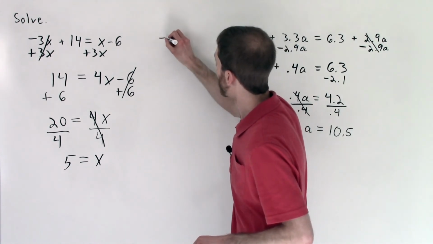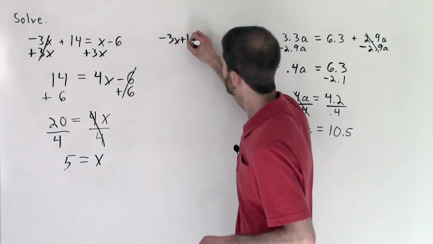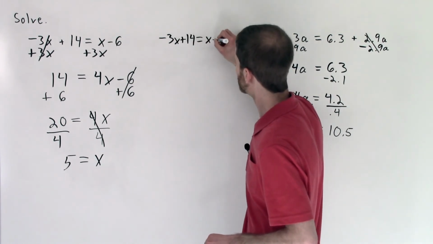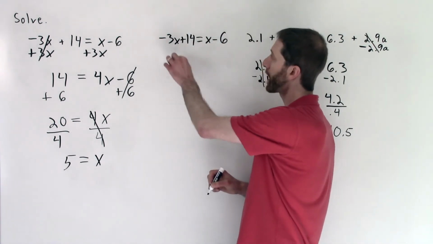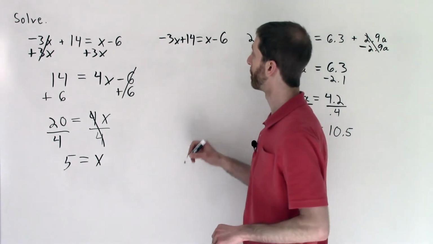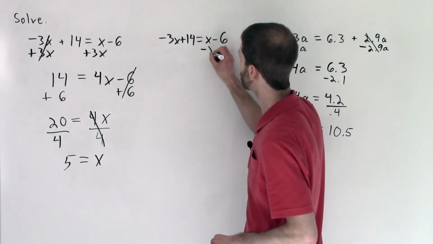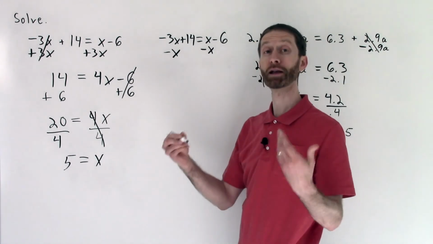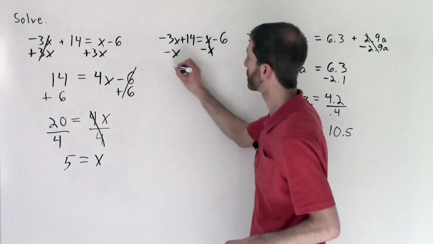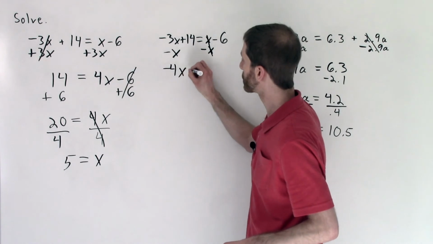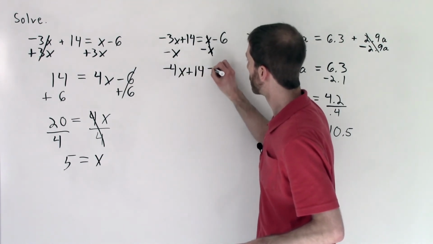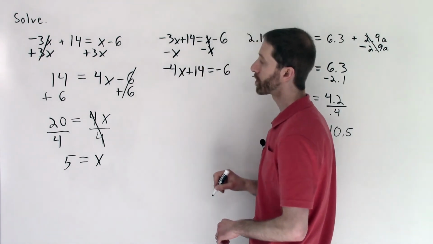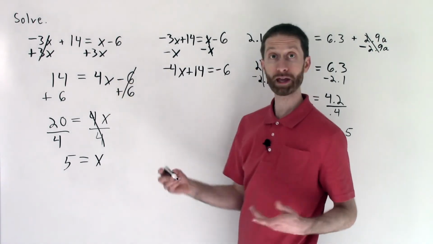So, we would have had minus 3x plus 14 equals x minus 6. So, we could have moved the x over to the left side. That's totally cool. To undo positive x, I would subtract x from both sides. Notice that'll give us negative 3x minus x. The x's will cancel. And we end up with minus 4x plus 14 equals negative 6. So we end up with opposite signs of what we had there.